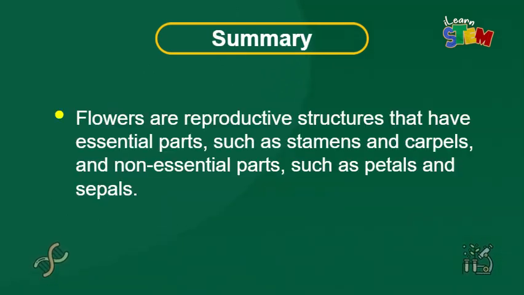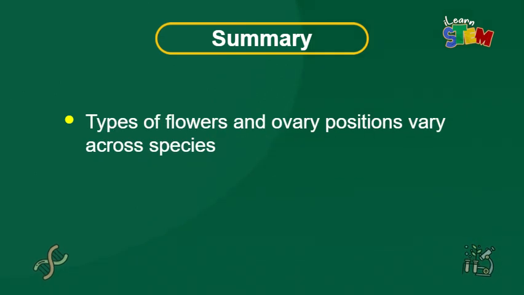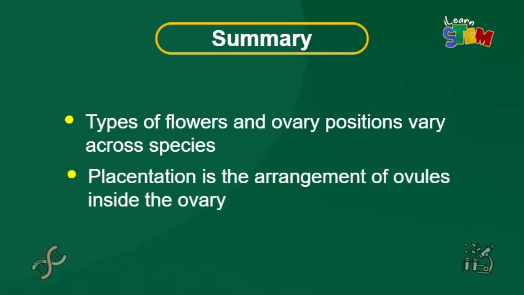We said that flowers are reproductive structures with essential parts such as stamens and carpels, and non-essential, such as petals and sepals. Their reproductive organs include the androecium, which is for the male, and the gynoecium, which is for the female. We also explained how the types of flowers and ovary positions vary across species. Then, we discussed placentation as the arrangement of ovules inside the ovary. Now you can identify, describe, and differentiate the reproductive structures in flowers.